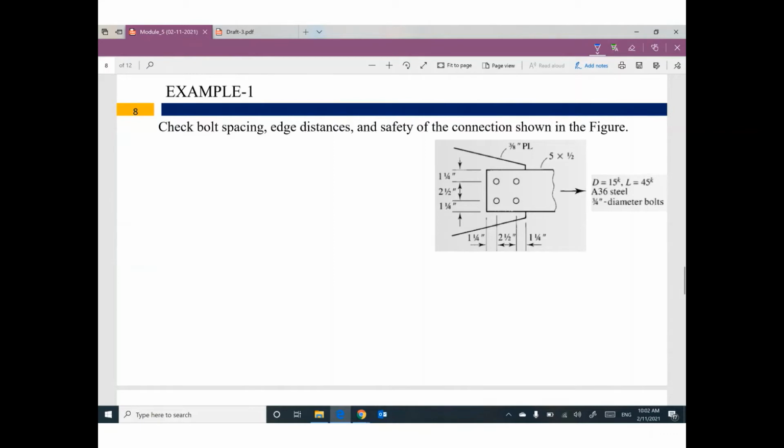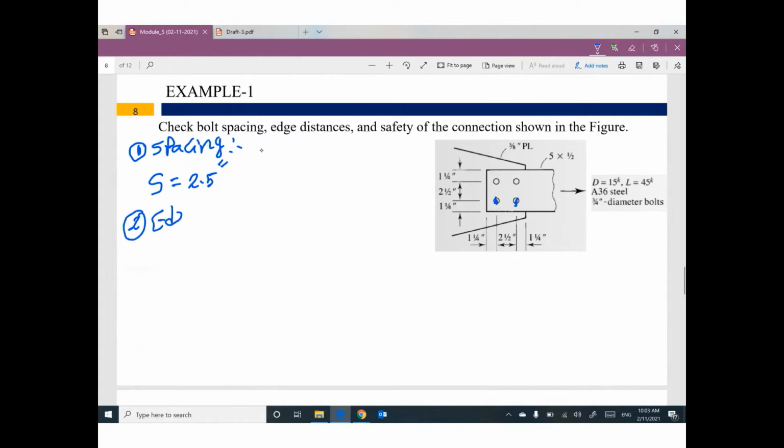Okay, let's do this example. We have a connection, which is given, and the problem is asking to check the bolt spacing, edge distance, and the safety of the connection. Let's start with the spacing. What is the given spacing between this bolt and the next bolt, center line to center line? S is given as 2.5 inch. Do you think this spacing is okay or not okay?